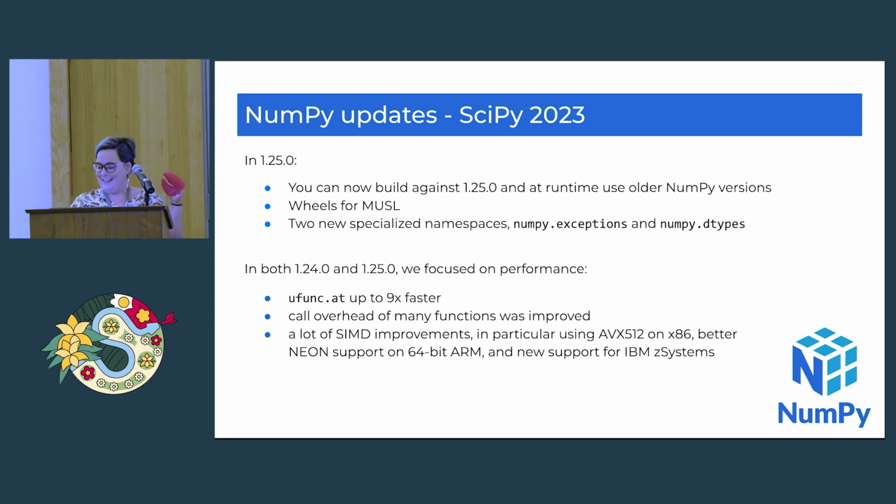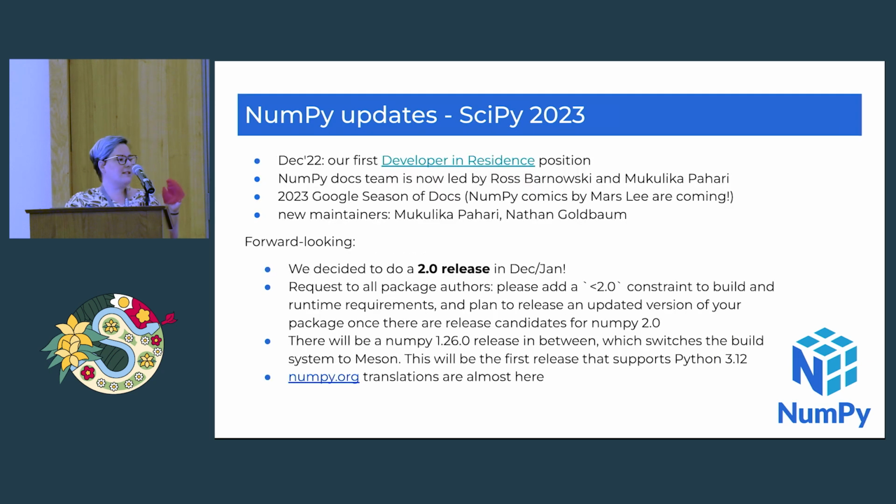I'm just distracted. In both 1.24.0 and 1.25.0, we focused on performance a lot. ufunc.add is up to 9 times faster, and the call overhead on many functions was improved, specifically functions related to the array function machinery. A lot of SIMD improvements have been made as well, in particular using AVX-512 on x86, better Neon support on 64-bit ARM, and new support for IBM Z systems. There's a lot of other stuff going on as well.